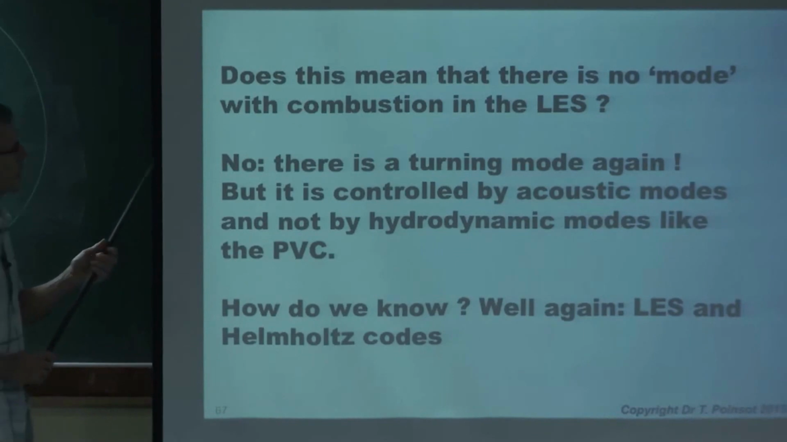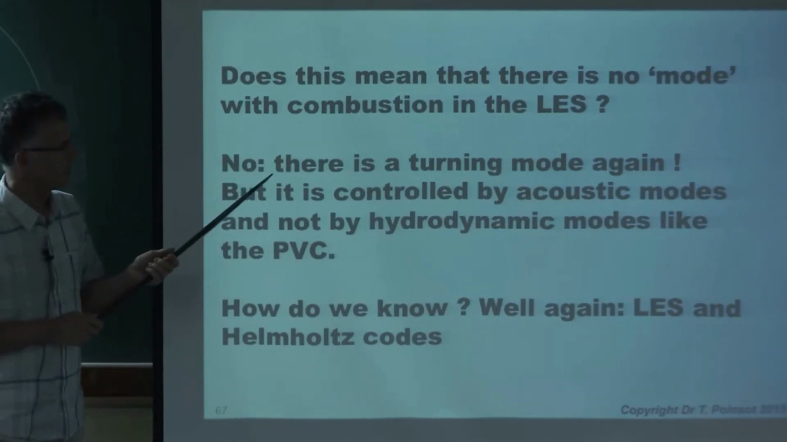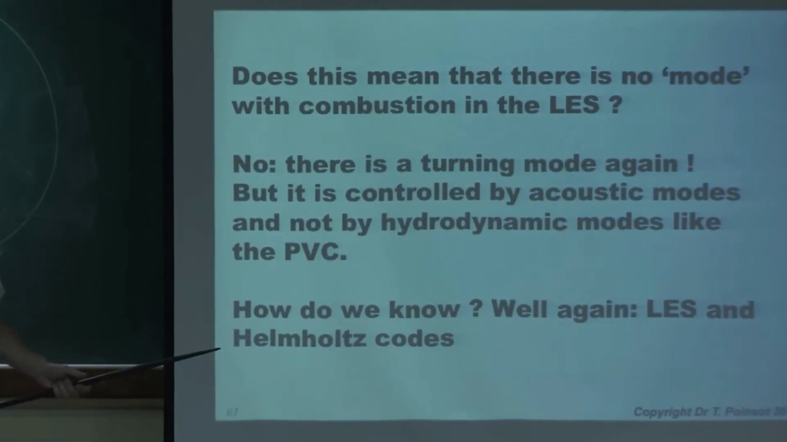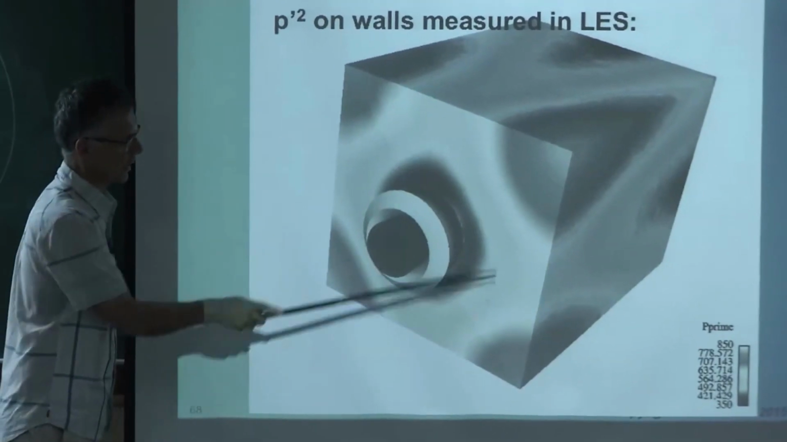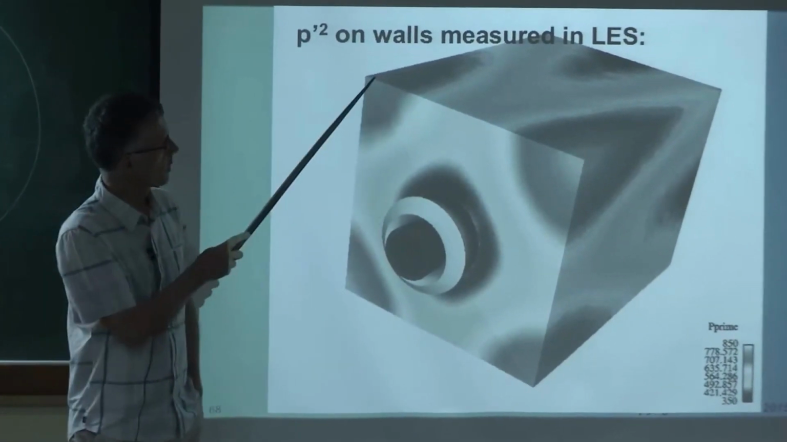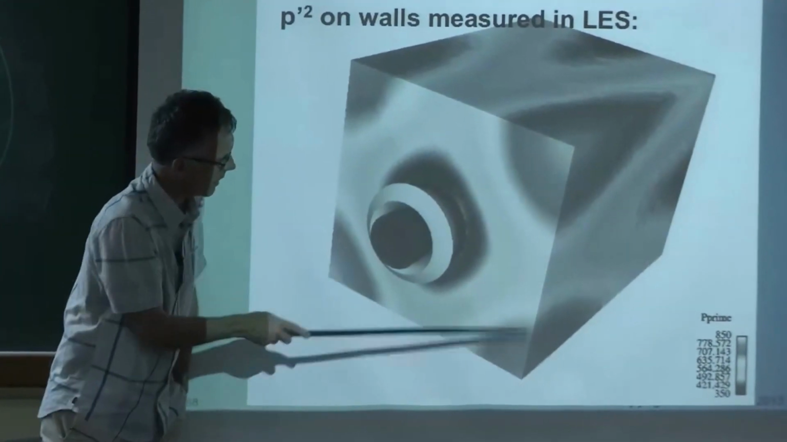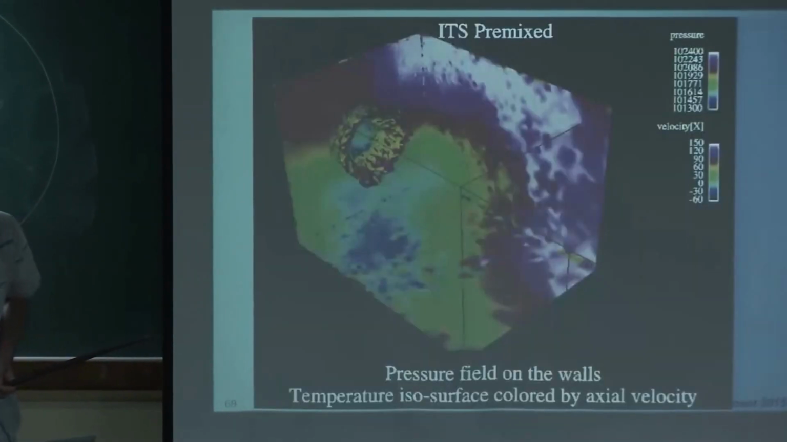Now, in the LES, there was still a mode. It was not 250, but there was another mode. And so this mode was also something we looked at. Unfortunately, they couldn't check it experimentally because it's a high frequency. That's the P prime that you obtain in the LES, so that's the pressure fluctuations. And you see it has a strange shape. You know, there are maxima in all corners. And if you visualize the pressure, this is what you obtain.